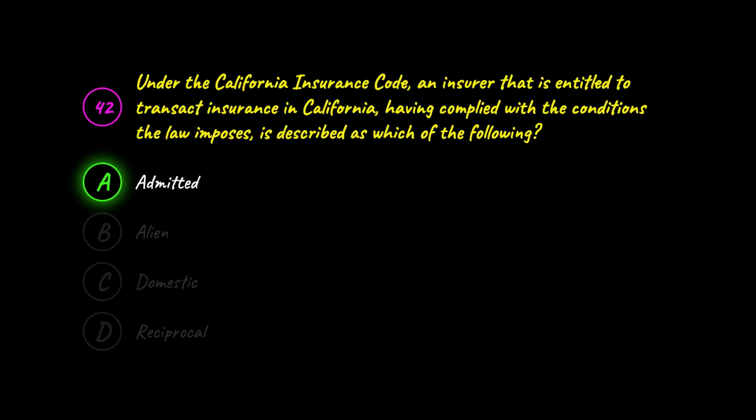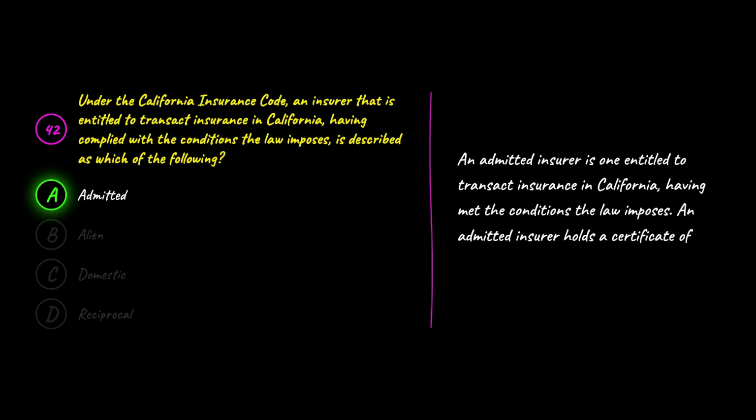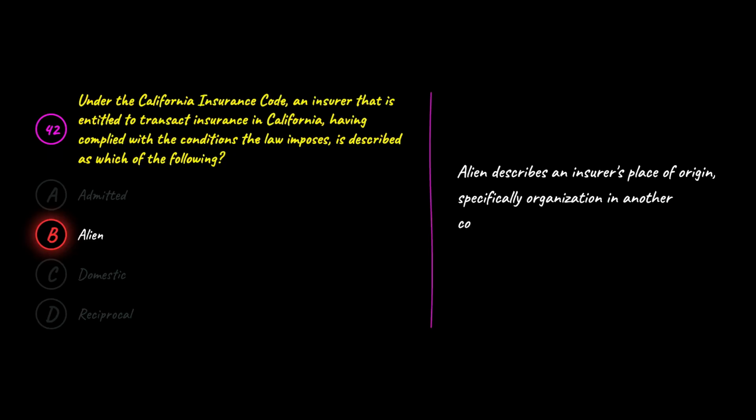The correct answer is A. Admitted. A is correct because an admitted insurer is one entitled to transact insurance in California, having met the conditions the law imposes. An admitted insurer holds a certificate of authority and is also called authorized. B is wrong because alien describes an insurer's place of origin, specifically organization in another country, not whether it is authorized to operate in California.